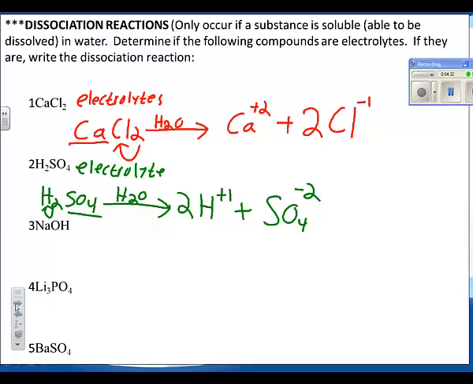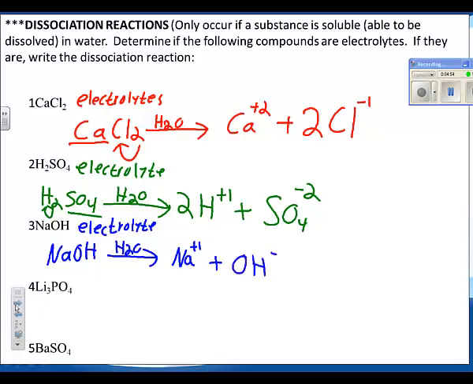NaOH, we already decided from the last slide that this is still an electrolyte. So we start with NaOH. We mix it with water to dissociate it. And it's going to break into the cation, which is sodium. We'll have one of them. Group 1, +1 charge, plus the whole polyatomic, the OH, with a -1 charge.